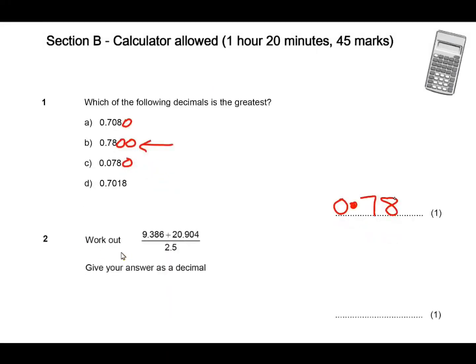Question 2 is asking us to work out this calculation, and we need to give our answer as a decimal. So we're going to put that into our calculator, and we can break it down into 2 parts. We can see the 2.5 divides everything above it, so let's add the 2 numbers at the top to start with using our calculator. So when you add these 2 numbers, you get 30.29. And we need to divide it all by 2.5.